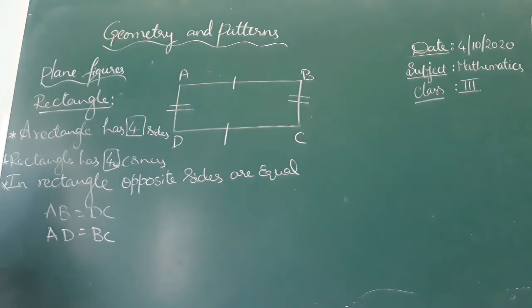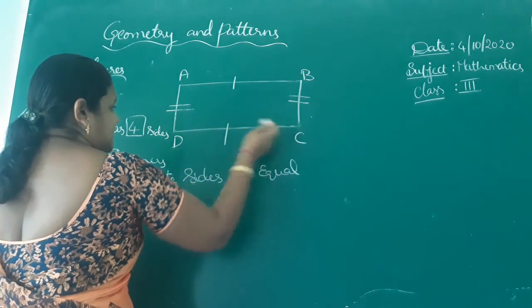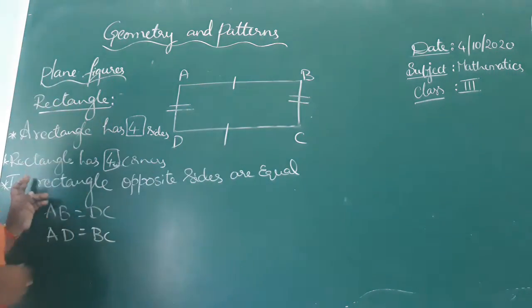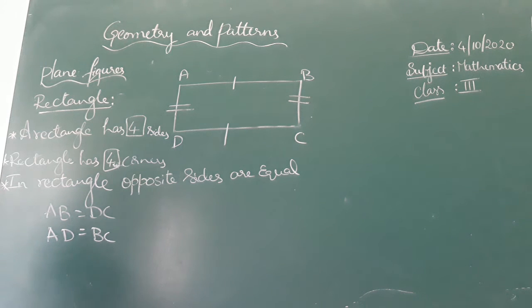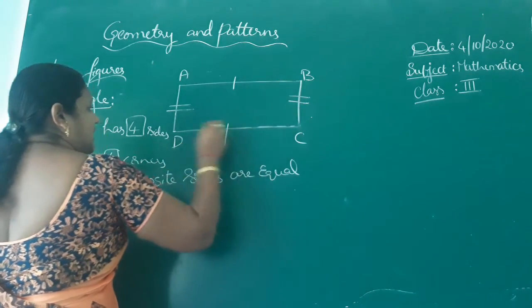What about a rectangle? A rectangle has four sides. What are those four sides? AB, BC, CD, DA. And it has four corners. What is meant by corner? The point where two lines meet at a point is called a corner. So it has four corners, A, B, C, D.